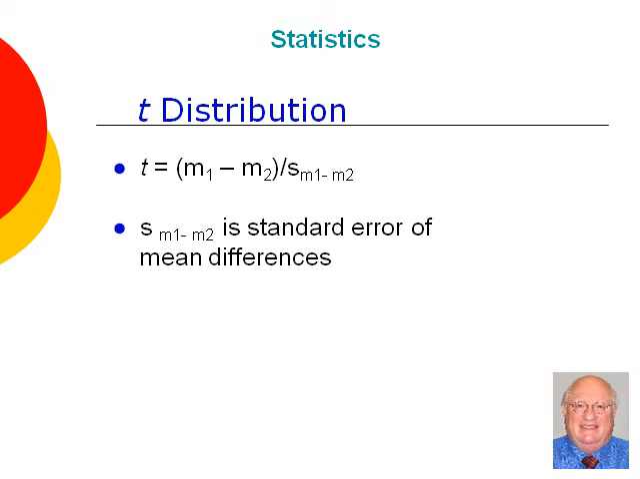Before going to the next slide, see if you can answer this question. If the null hypothesis is true, what will be the mean of the sampling distribution of mean difference scores?